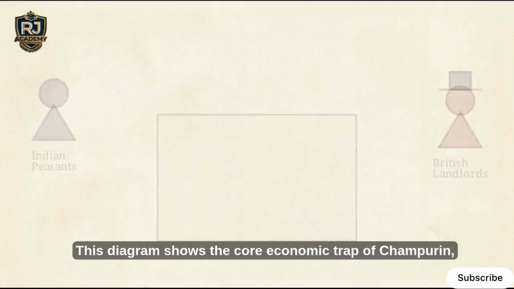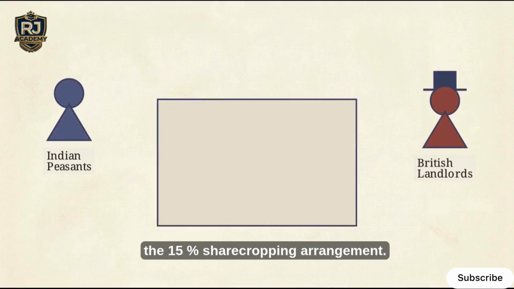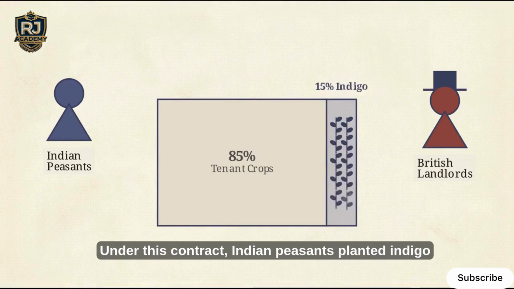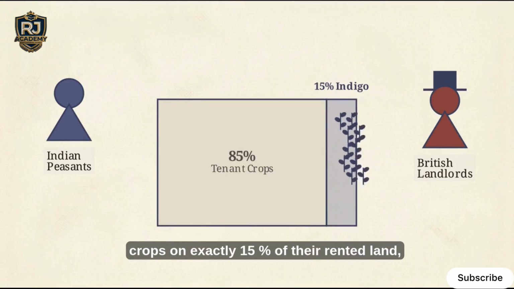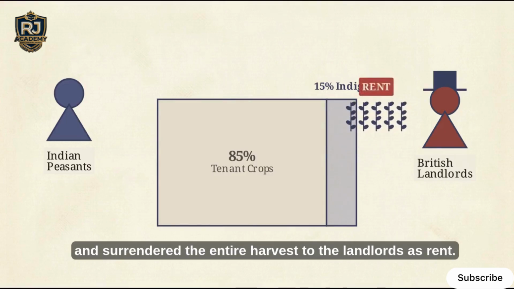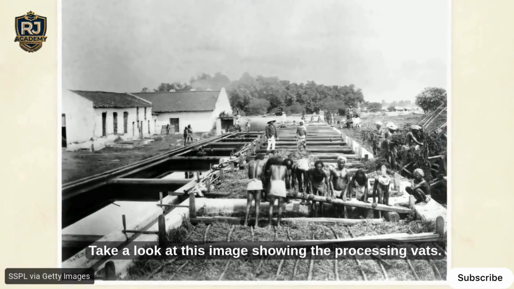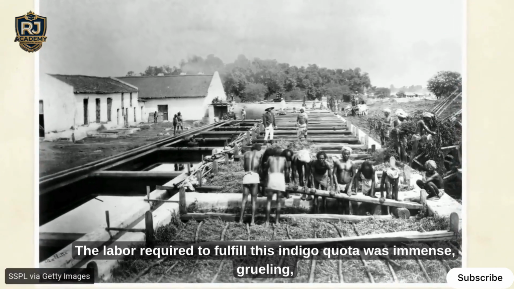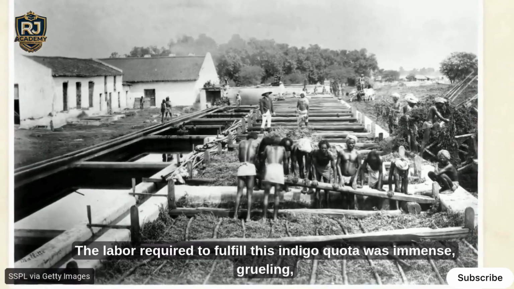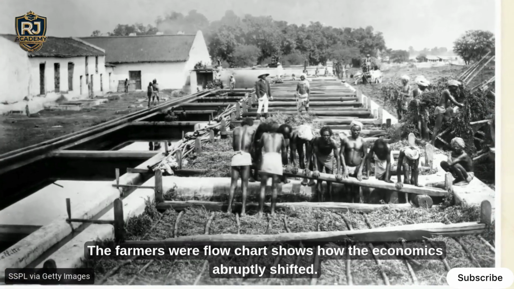This diagram shows the core economic trap of Champaran, the 15% sharecropping arrangement. Under this contract, Indian peasants planted indigo crops on exactly 15% of their rented land and surrendered the entire harvest to the landlords as rent. Take a look at this image showing the processing vats. The labor required to fulfill this indigo quota was immense, grueling, and entirely uncompensated for the farmers.